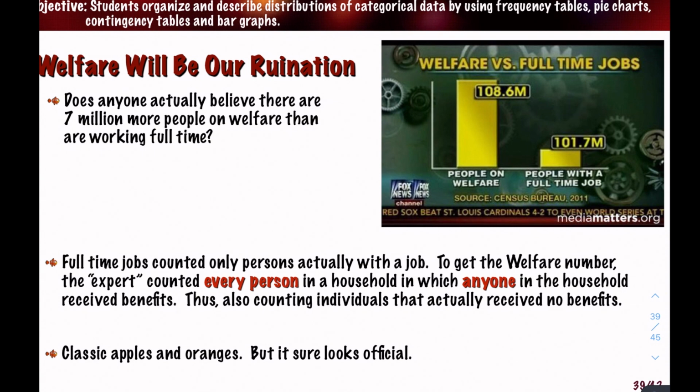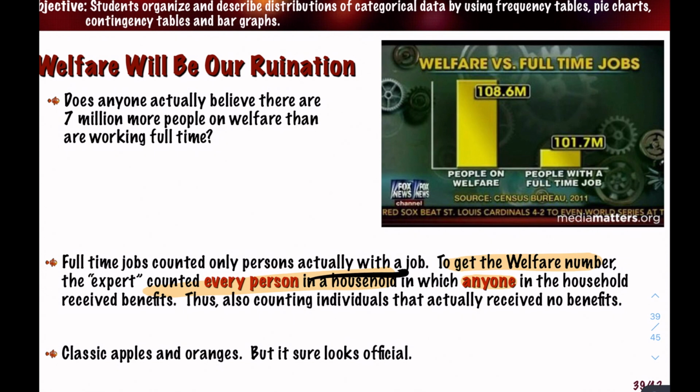So if you go a little deeper into how they actually collect the data, full-time jobs counted only persons actually with a job. Versus, to get the welfare number, the expert at the Bureau of Labor Statistics counted every person in the household in which any person received benefits. Thus, also counting individuals that actually received no benefits, people that live in a household. We're not separating those two.